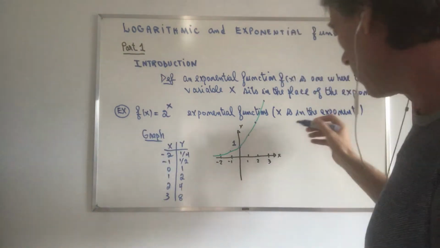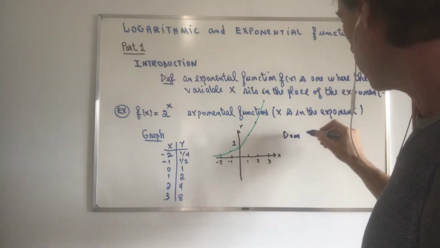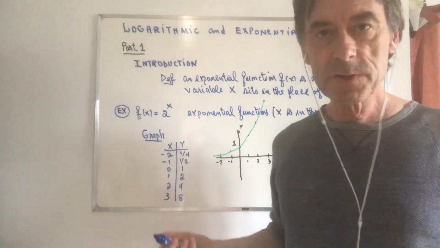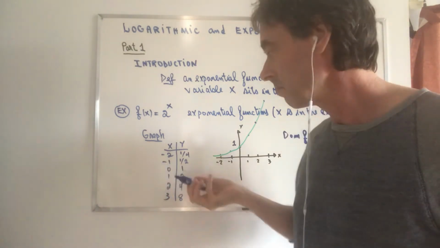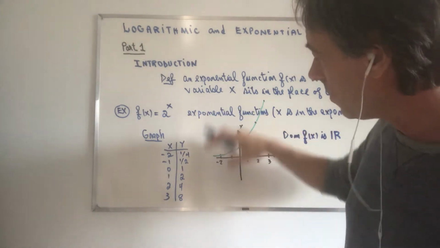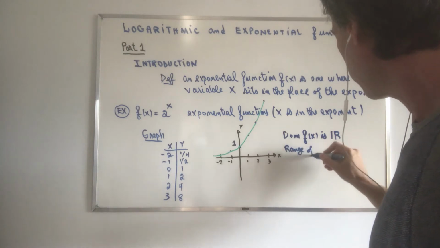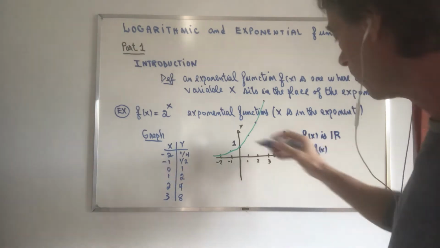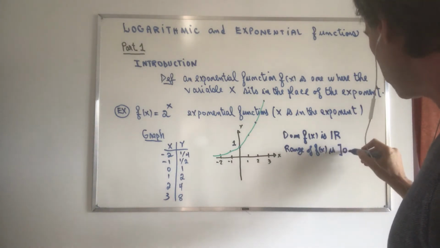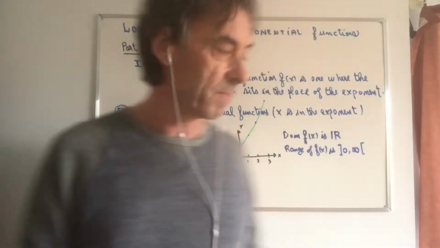So a couple of things about that. What's the domain of a function like this? Domain of f of x. What are the x's that we can actually put into the function? Basically, anything at all. The range of f of x is only the positive y values, so we can put it like this, from 0 excluded to infinity, which is always excluded itself.